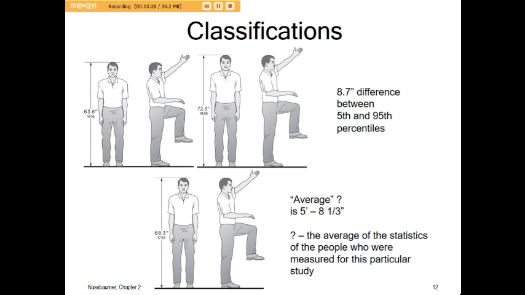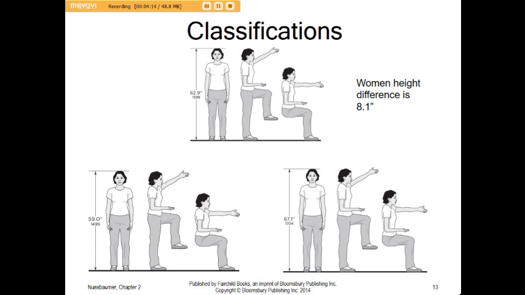So here we see the men, and there's an 8.7 inch difference between those two. And so what is average? Well, average is a person who would be 68.3 inches, or 5'8". And whose average statistics are these? It's of the people who were measured for this particular study. And then there's women's difference, which is slightly smaller at 8.1 inch difference.